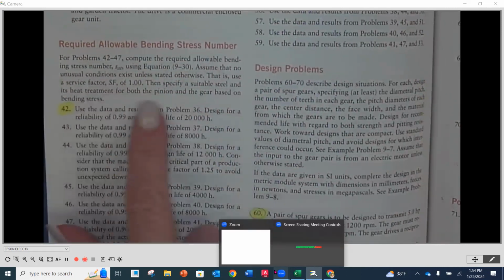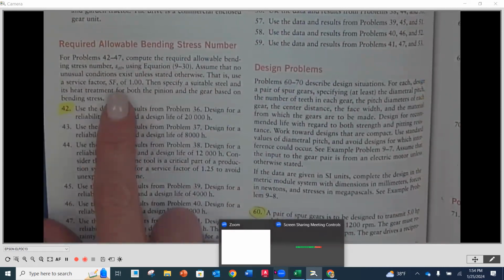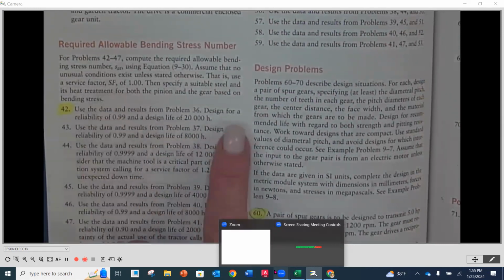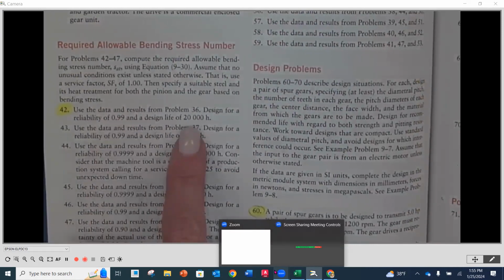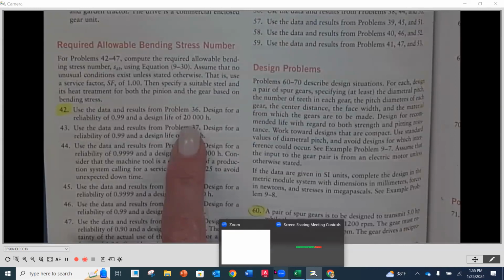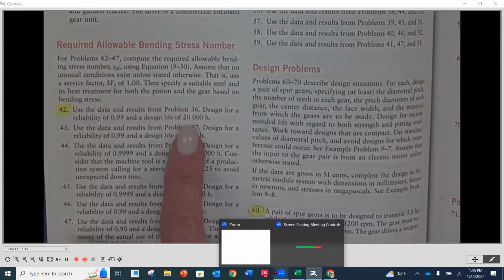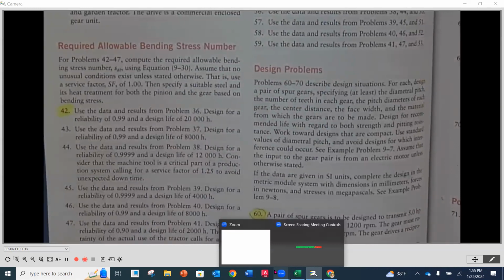So now the information up here, they're telling you that the safety factor is going to be 1. And then they also tell you that your reliability is going to be 0.99. So then you're going to use that number to get your KR factor, that reliability factor. And they're giving you the design life now of 20,000 hours. Okay. So you're going to have to look, do I need a Y and a Z factor for bending? All right, and you probably do. So then you have to fill that out.